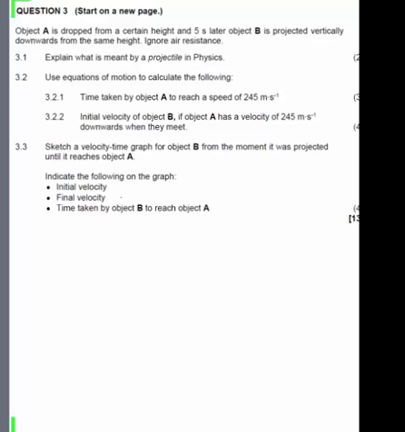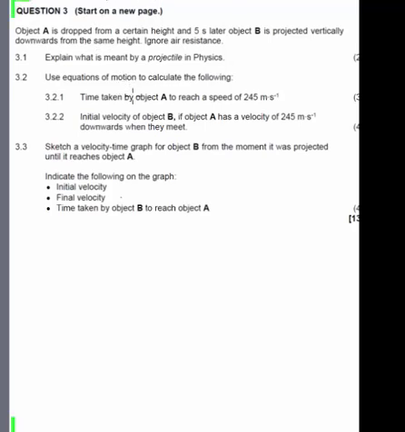This question here is about projectile motion. Object A is dropped from a certain height and 5 seconds later object B is projected vertically downwards from the same height. Ignore air resistance. This first question, explain what is meant by a projectile.